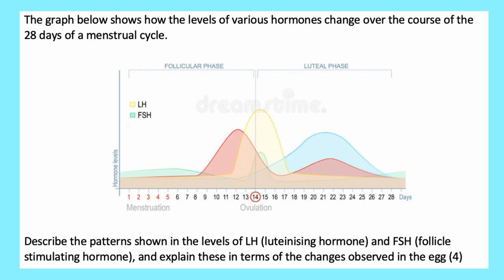The graph below shows how the levels of various hormones change over the course of the 28 days of a menstrual cycle. Describe the pattern shown in the levels of LH, luteinizing hormone, and FSH, follicle stimulating hormone, and explain these in terms of the changes observed in the egg. 4 marks.